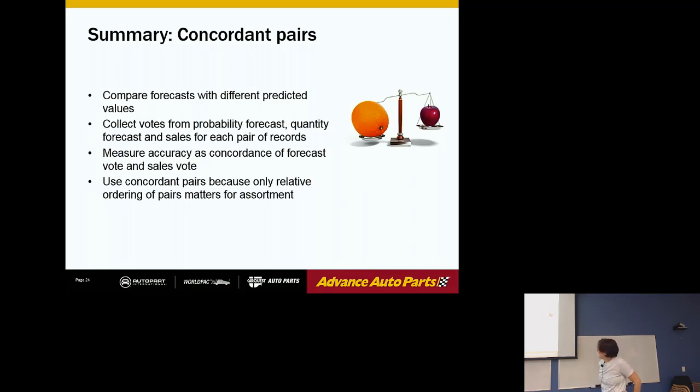Okay, so I hope that I showed you that there is a way to compare forecasts which predict extremely different values, probabilities, and quantities, and that one way to do that is to use concordant peers, which allow you to compare votes for your 2 different forecasts, and that vote can be compared with the truth vote, which allows you to measure accuracy as concordance of forecast vote and sales vote.